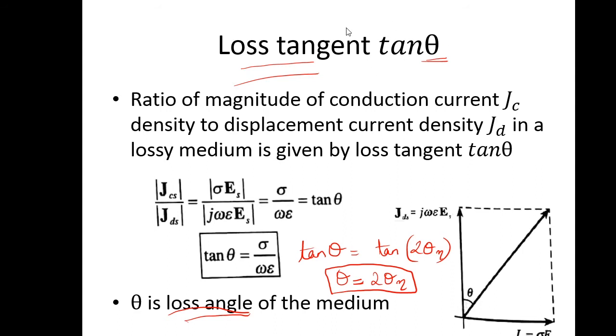And the Loss tangent value, tan theta, is sigma by omega epsilon, and that is equivalent to tan 2 theta eta. From this you can understand that Loss angle theta is equal to 2 into intrinsic impedance angle theta eta. This is not theta into eta. This is the intrinsic impedance angle, theta suffix eta.